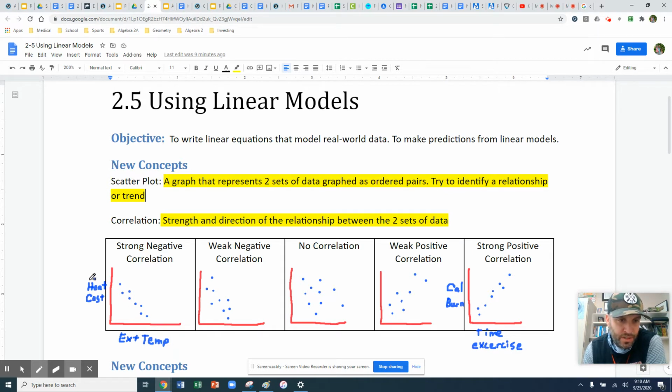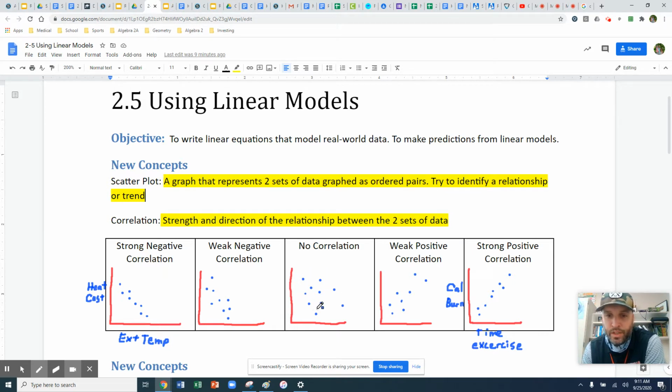An example of that could be the cost of heating your house and exterior temperature. As the exterior temperature outside increases, the cost to heat is going to decrease, and sometimes you don't even need to run your heat. And then a weak negative correlation would be the points are a little bit more spread out. No correlation means that there is no relationship with the data.